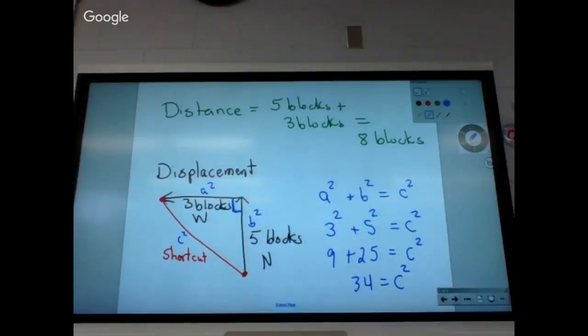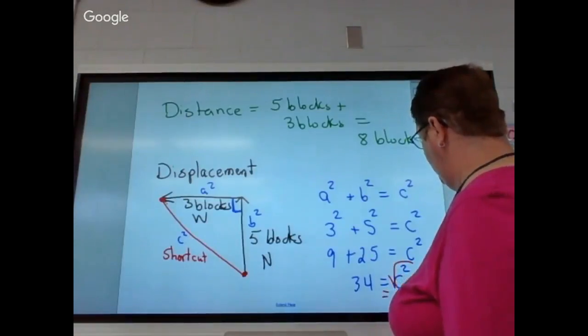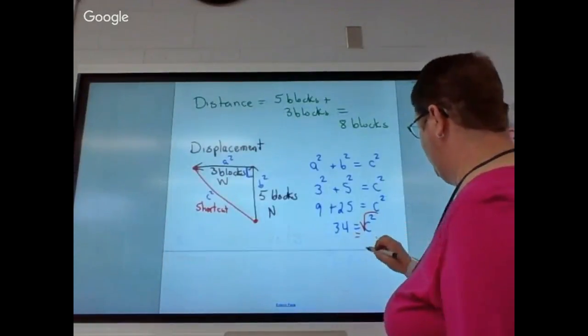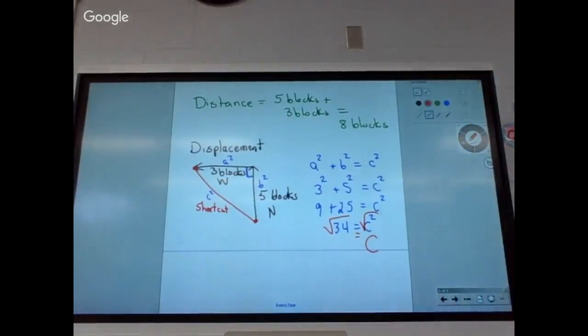You remember last week when I said what's the opposite of add? What's the opposite of divide? What's the opposite of squared? Square root. So we're going to take the square root of this C squared, and we wind up with C. So I'm going to take the square root of 34. We're not going to get some kind of square root answer.